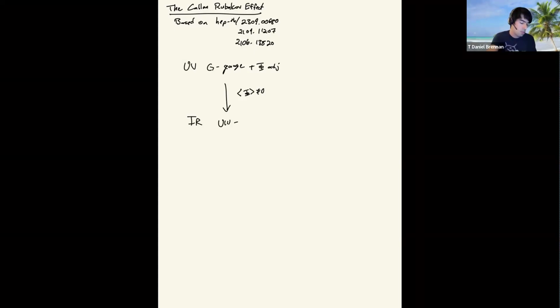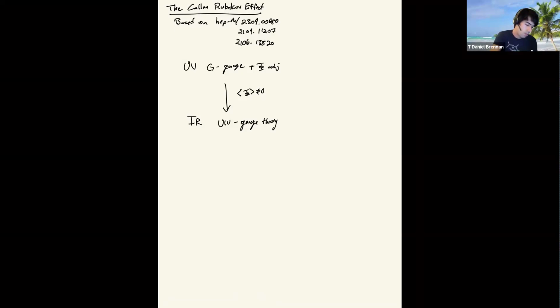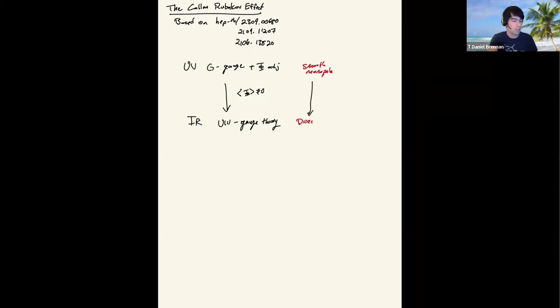And along this RG flow, the smooth monopoles flow to the Dirac monopole, also known as the monopole line operator. They're also sometimes called the 't Hooft operator.